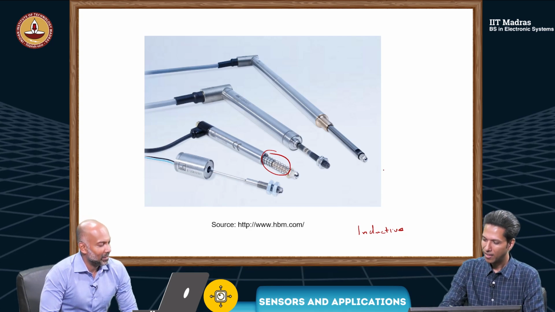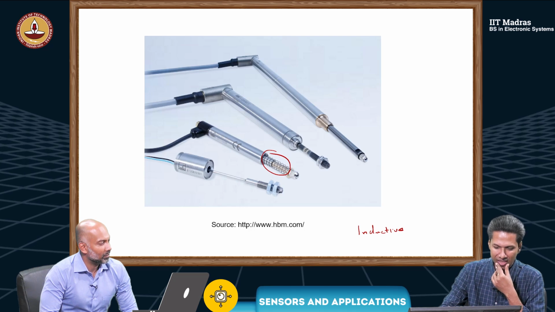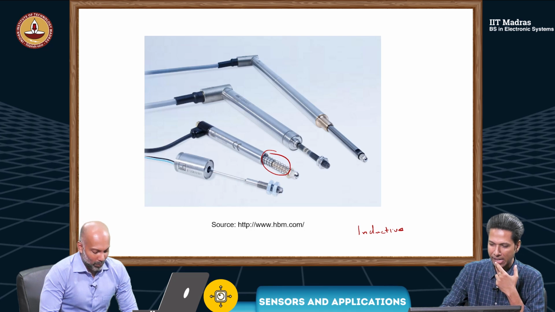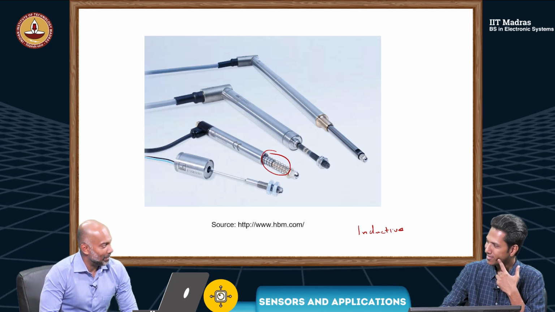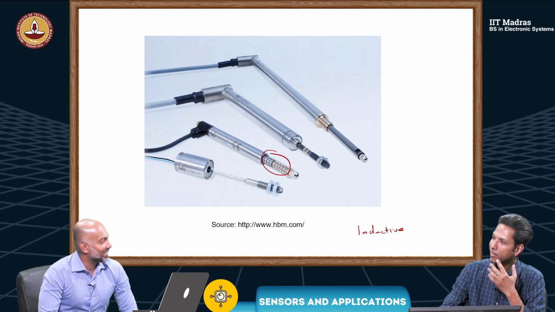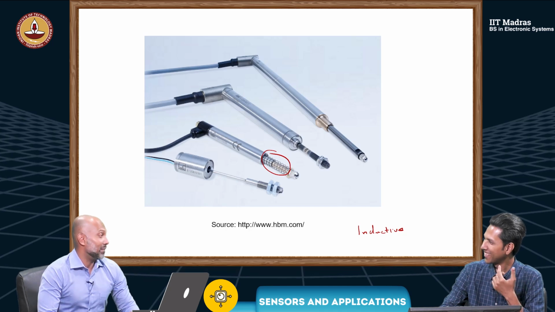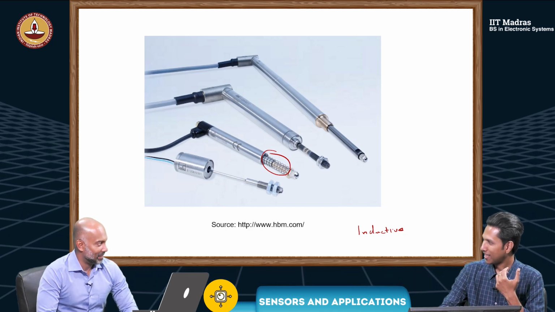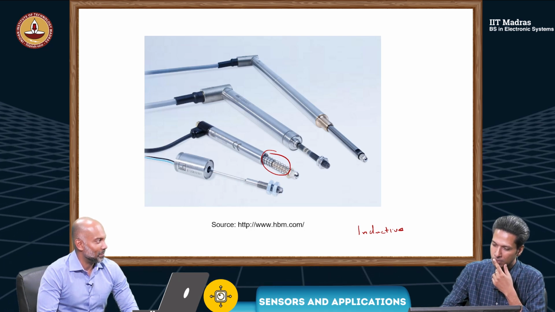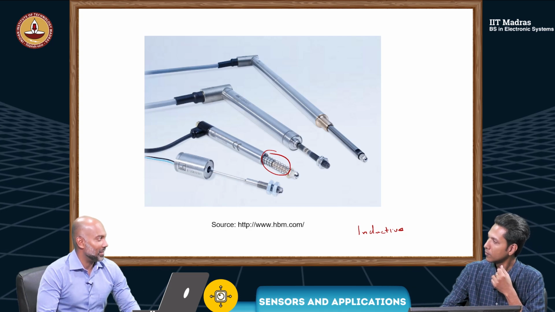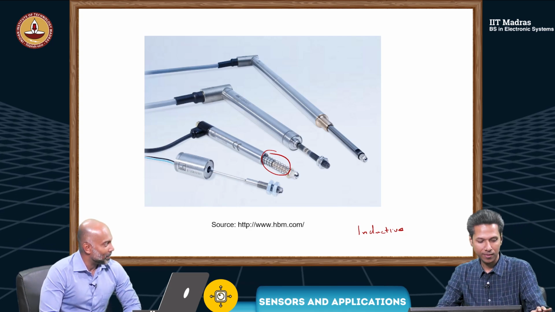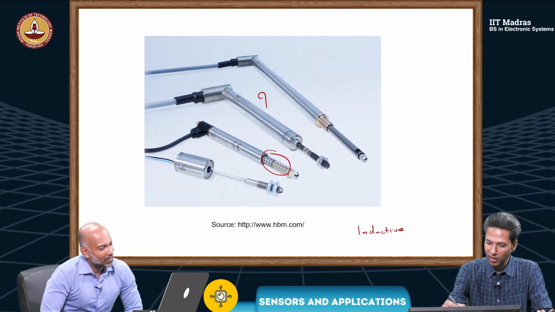But when you say inductive based, what does it mean? I'm not sure. If you talk about inductive, I think about transformers or magnetic fields. At least there will be some coil, and maybe some core. These are the basics, right? If you talk about inductance, that's the first thing that comes to your mind: some coil, some core. But somehow we have to figure out what is inside.